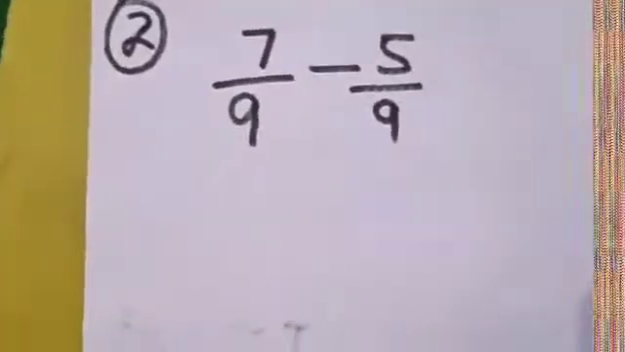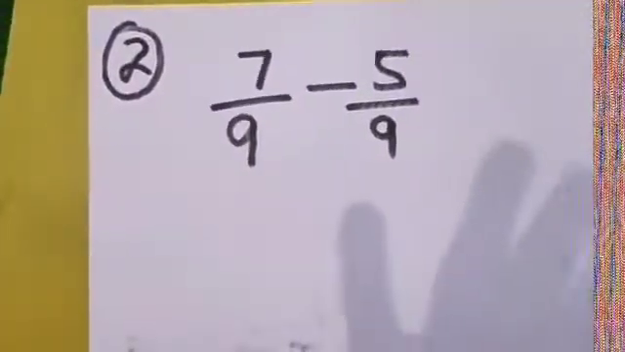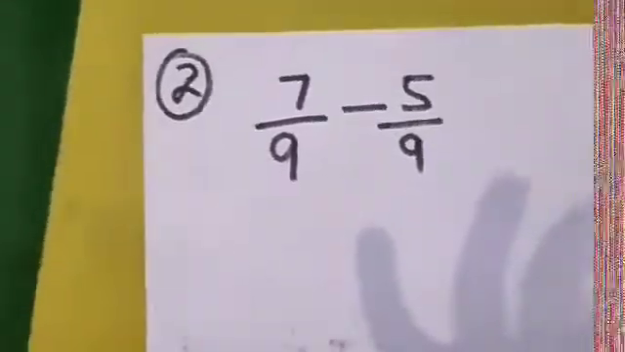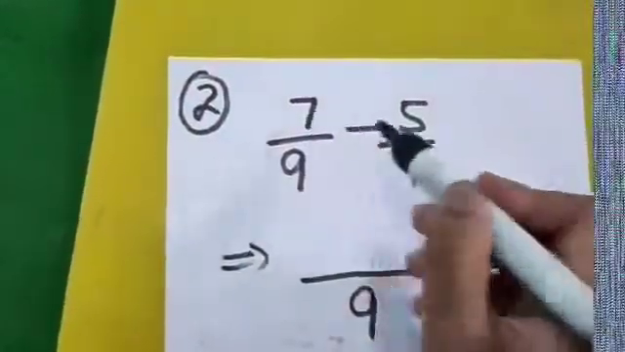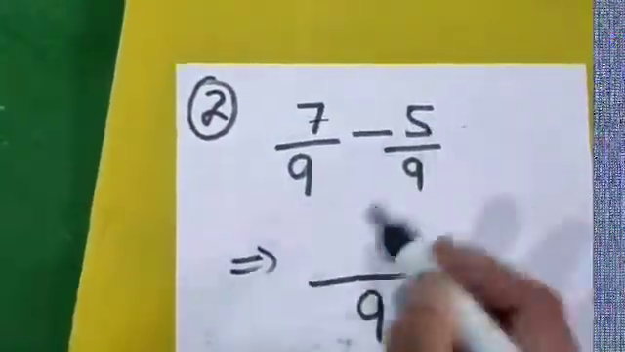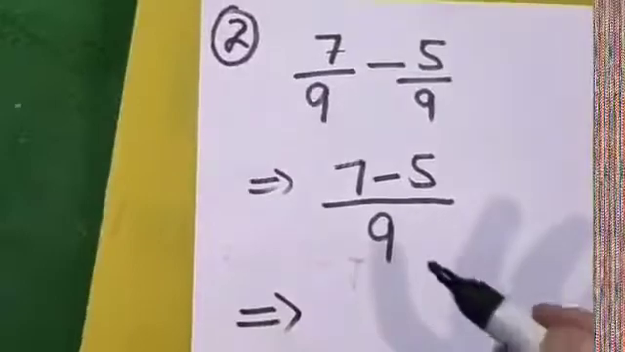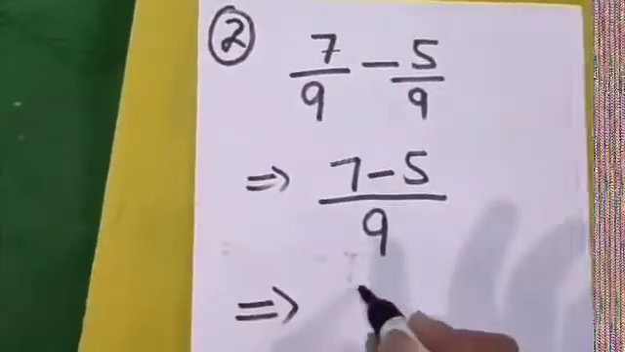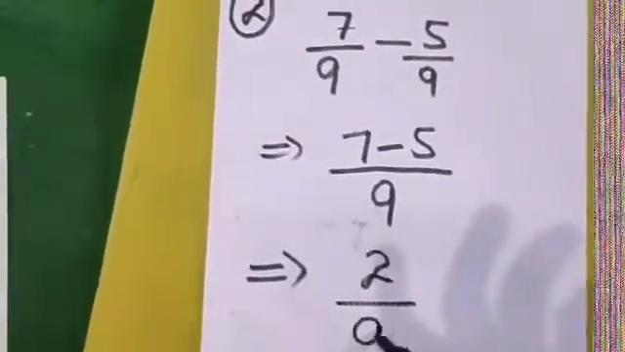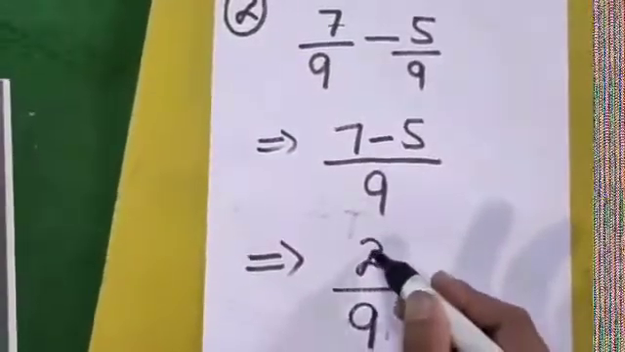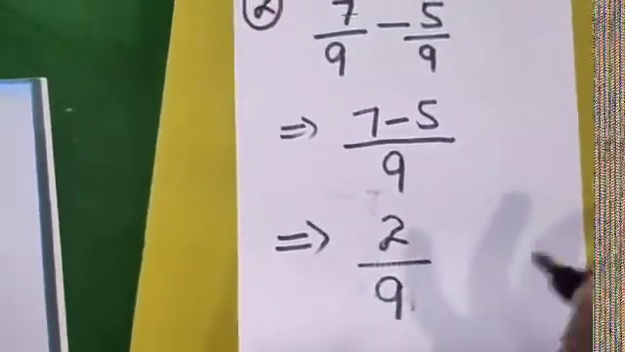Our next part is 7 upon 9 subtract 5 upon 9. In both, the denominators are the same, so we will write the single denominator, that is 9, and subtract the numerators, that is 7 subtract 5. When 7 and 5 are subtracted, we will get the result 2, and the denominator of this fraction is 9, so we will get the result 2 upon 9. That means when 7 upon 9 subtract 5 upon 9, we will get 2 upon 9.